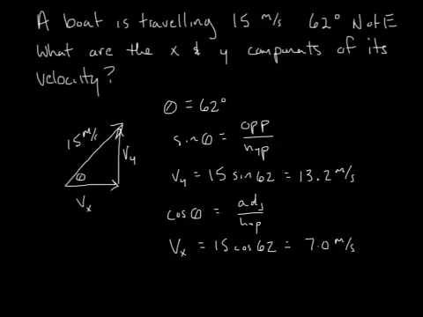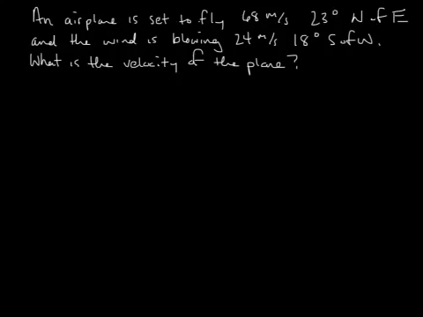Alright, so for our next problem, we're going to put both of these things together. We're going to look at what happens if we have two different vectors that we need to add together, and both of those vectors are at angles. Alright, so for this problem, an airplane is set to fly 68 meters per second, 23 degrees north of east, but the wind is blowing 24 meters per second, 18 degrees south of west. So what is the velocity of the plane?